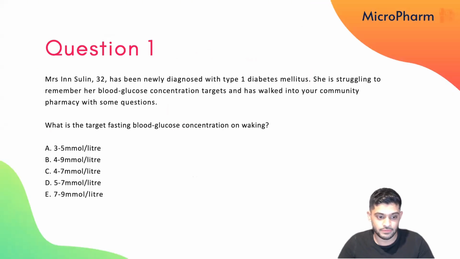Let's get started with the first question. Read the next question. Mrs. Insulin, 32, has been newly diagnosed with diabetes. She's struggling to remember her targets. She walks into a community pharmacy and asks you, what should her target fasting blood glucose be when she wakes up? I'm going to share the answers now.